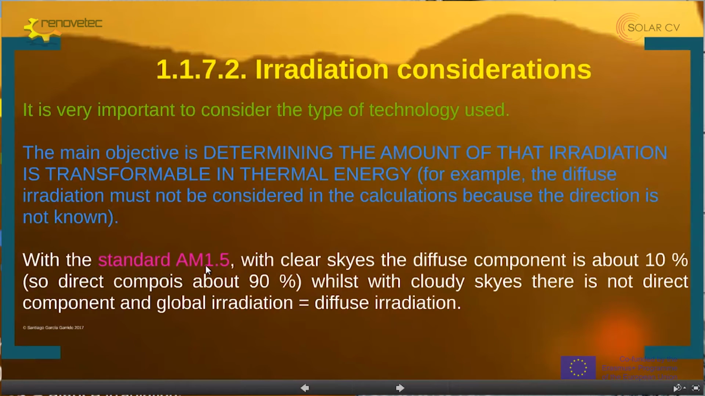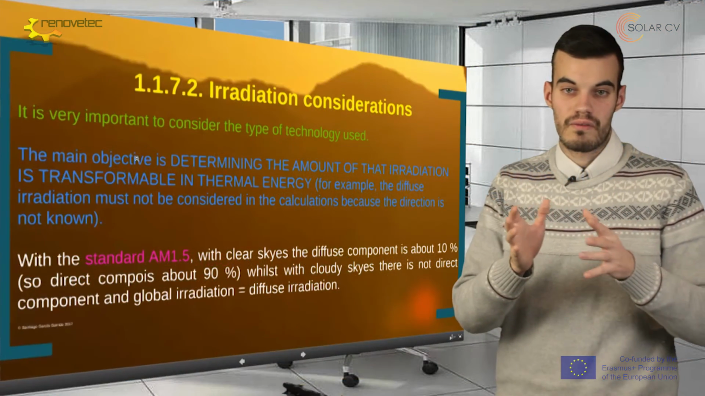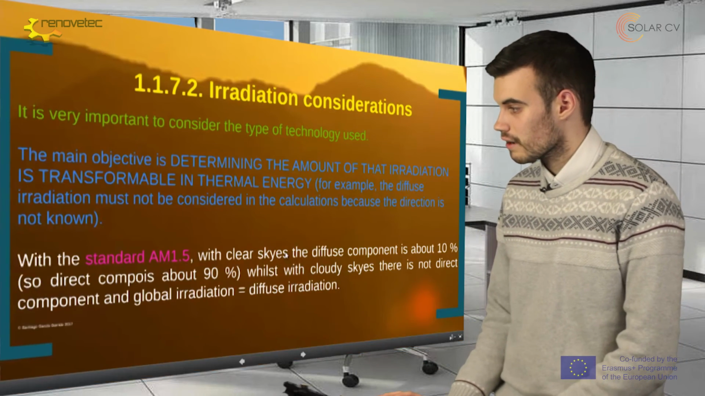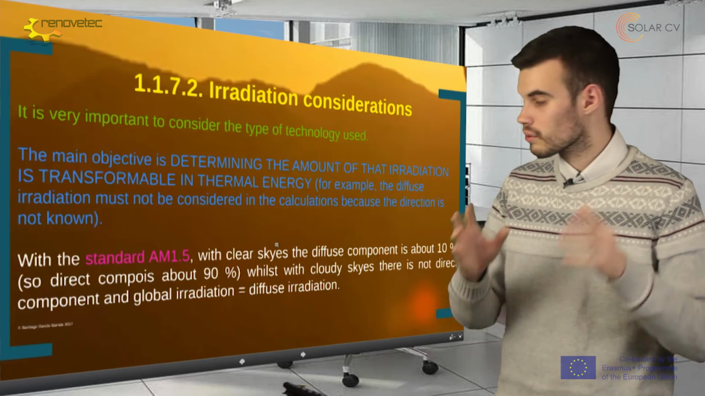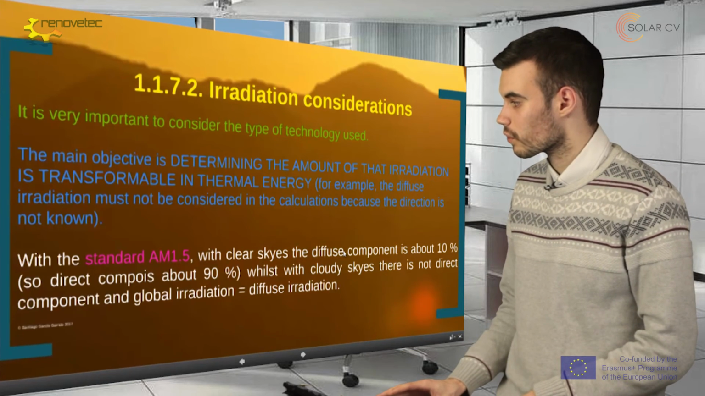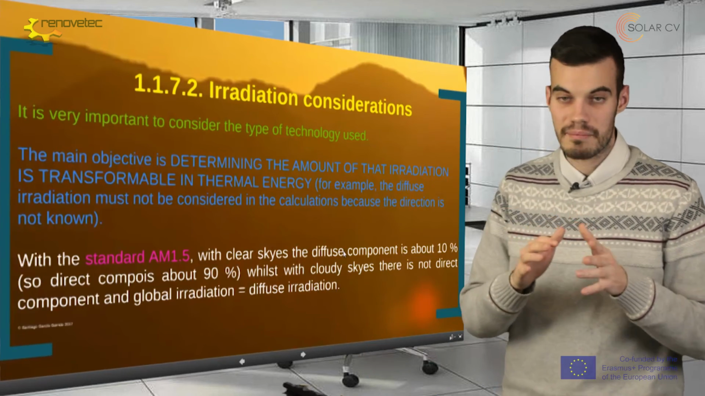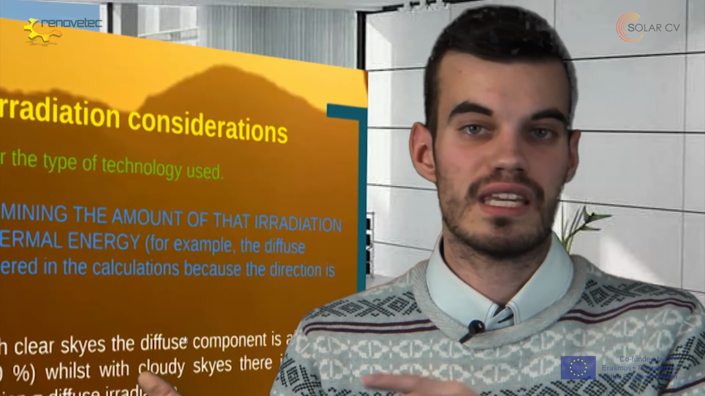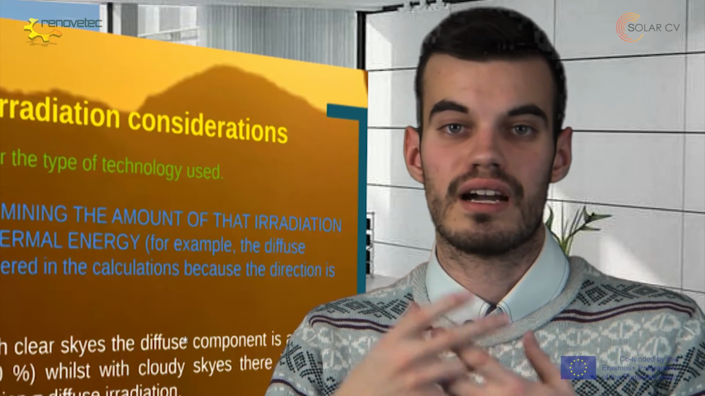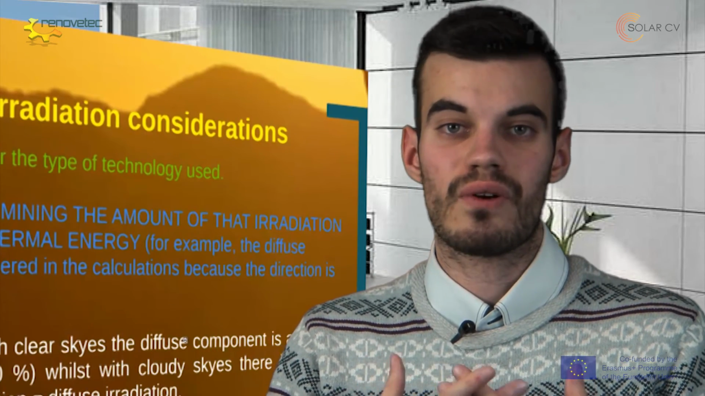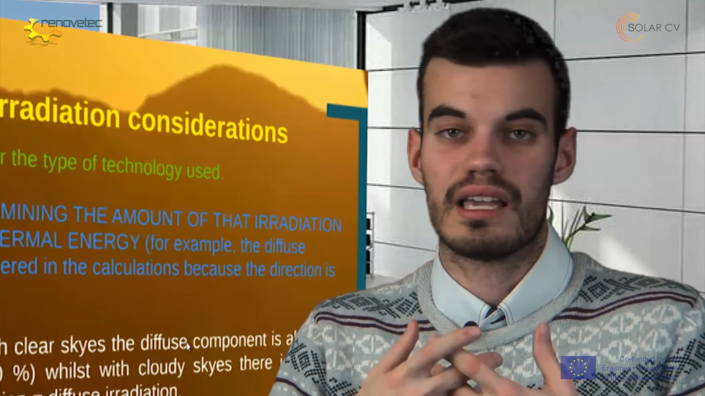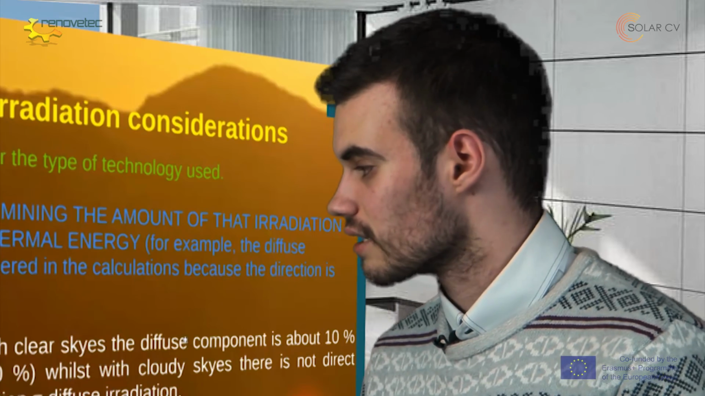With the standard AM 1.5, which is the standard air mass for photovoltaic cells and for our purpose, with clear skies, i.e. without clouds, we are going to have a diffuse component of about 10%. We mustn't think that we are not going to have any diffuse component if there aren't any clouds. We are going to have always a diffuse component because of the dust particles, gaseous molecules, and something like that.